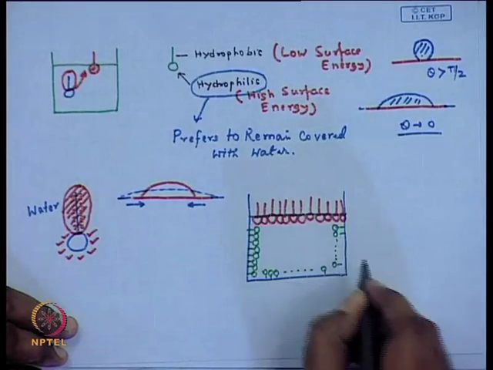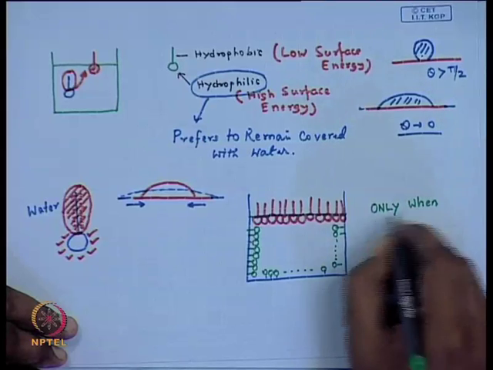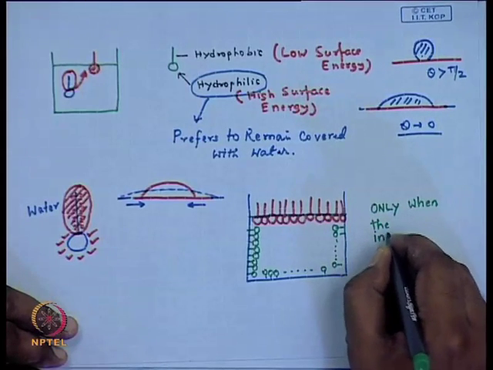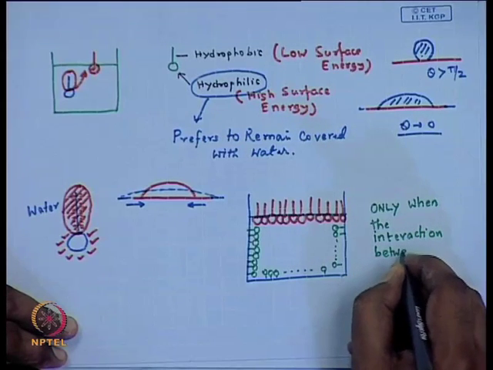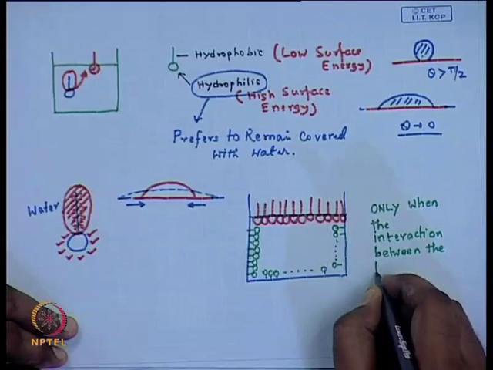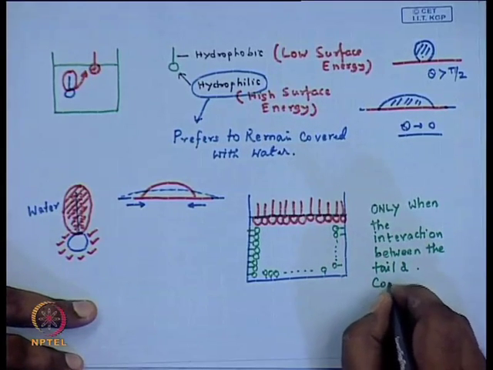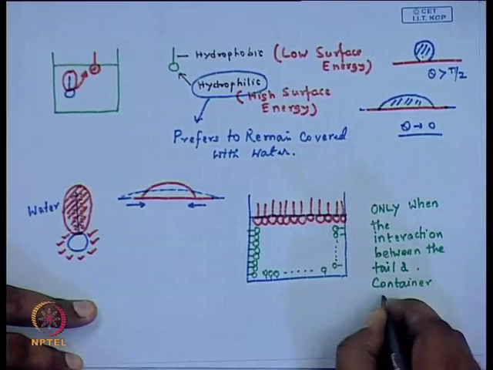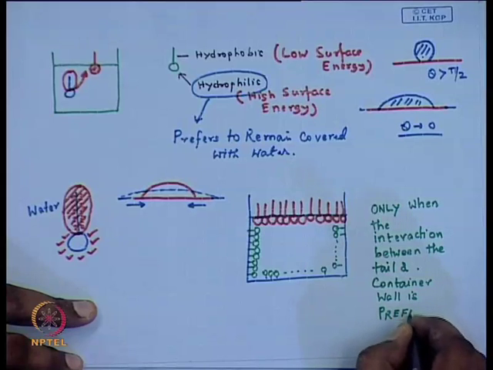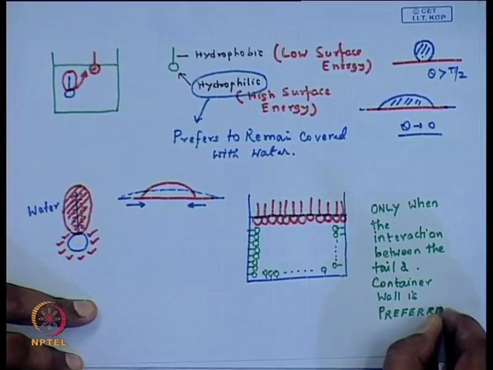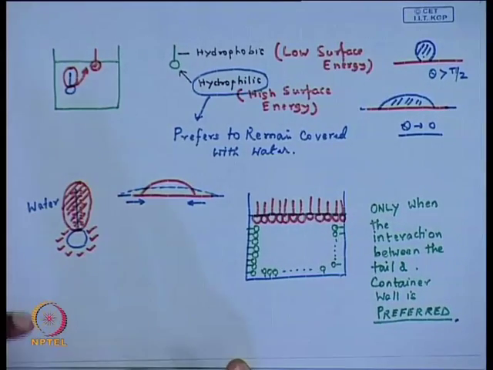but this will occur, let me clearly state, only when the interaction between the tail part and the container wall is preferred. Preferred here means from the standpoint of thermodynamics, energy is minimized, that is the key driving force.